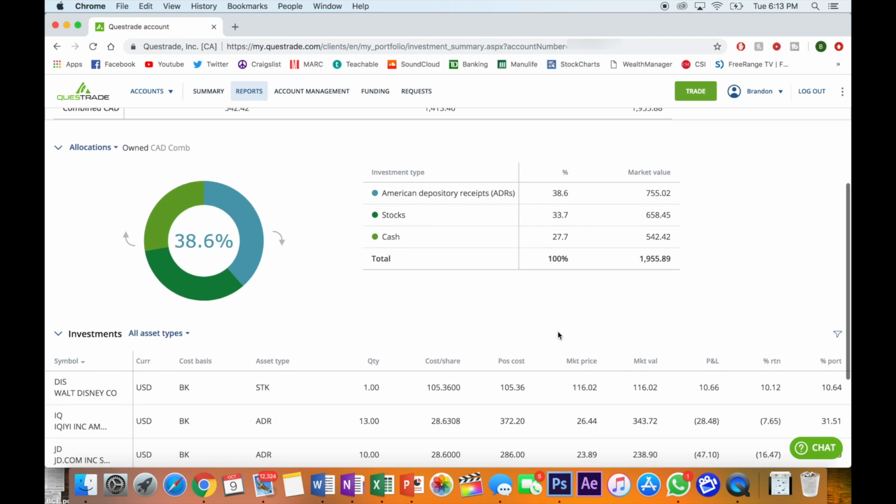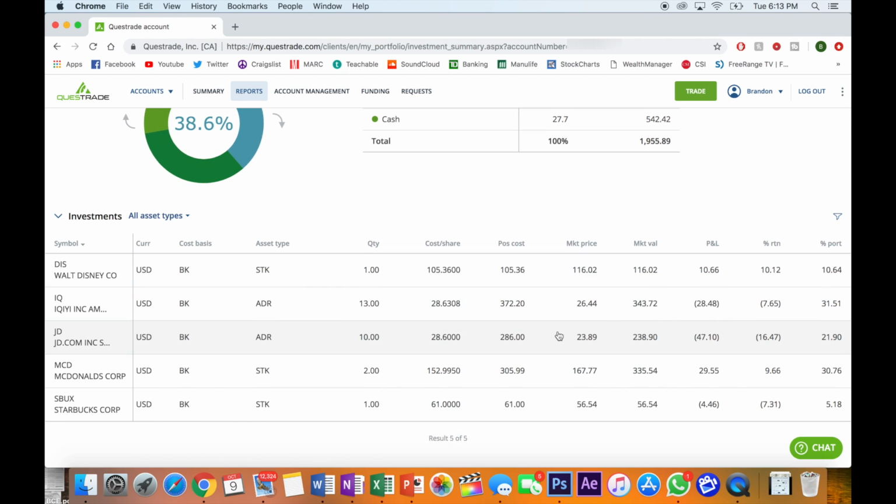Now, scrolling to the bottom of this page, this is where we see our individual holdings. So it's our first glance at looking at some of the individual investments that I own. I guess what we'll do here is just go one by one, knock these off.